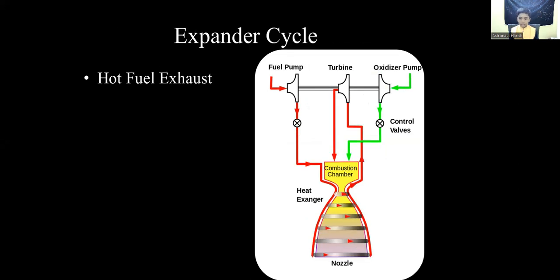Expander cycle. In this, the fuel is sent through the combustion chamber via small pipes. Then it reaches the turbine, and the turbine powers the pumps. Then the exhaust from the turbine is sent to the combustion chamber along with the needed amount of oxygen. The American RL-10 is an example of an expander cycle. It was manufactured by Aerojet Rocketdyne.